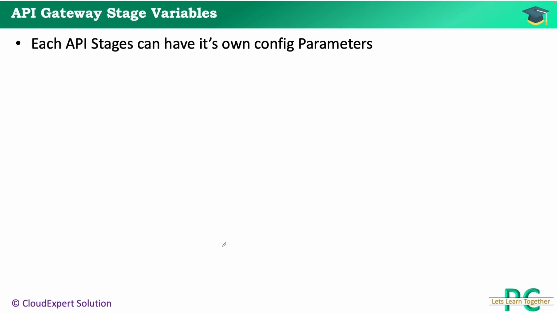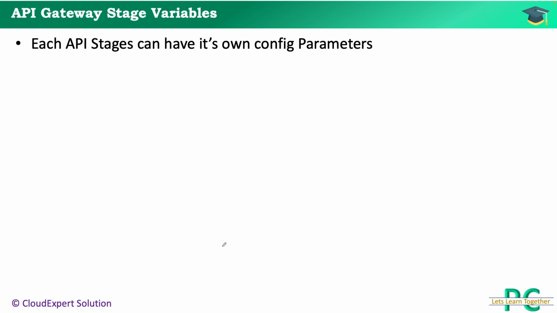Let's talk about the API stages. When you have multiple stages, how are you going to invoke the backend Lambda function? That is why API Gateway comes with the concept of stage variables. Each API stage can have its own configuration parameters. For example, the dev environment can have its own parameters, whereas the production environment can have its own configurations.